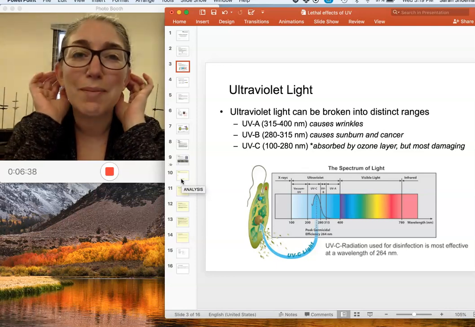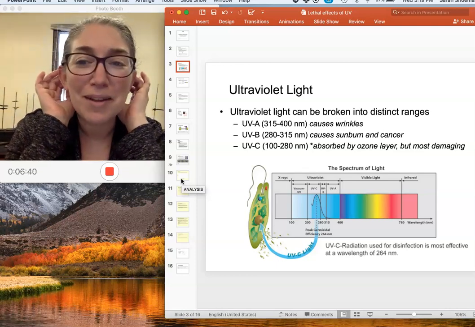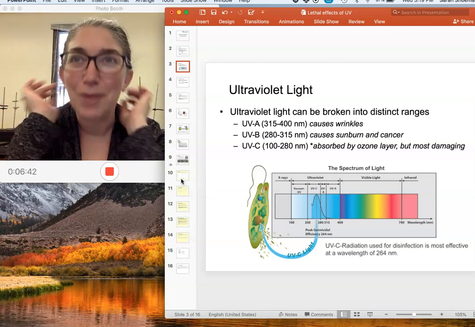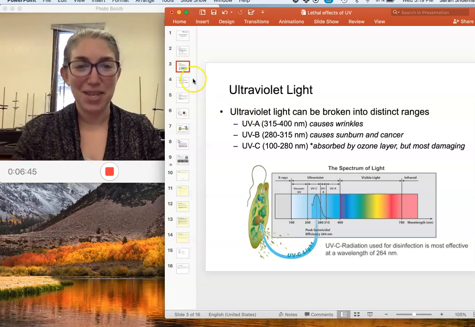I always get confused between melanin and melatonin. Melatonin is the sleepy hormone, and melanin is the dark pigment.